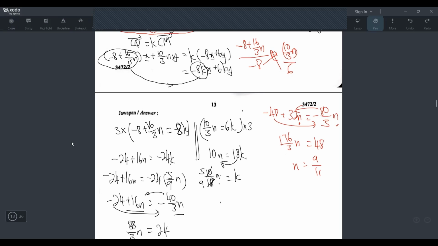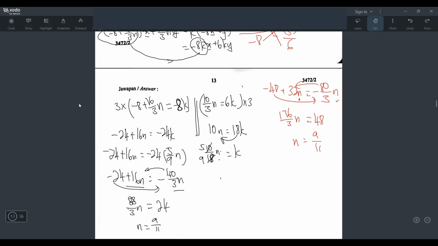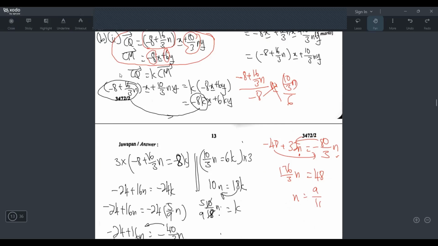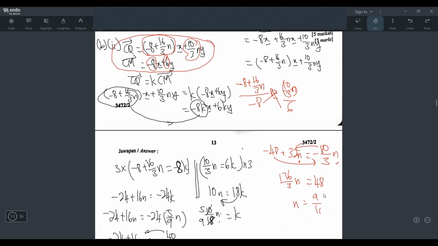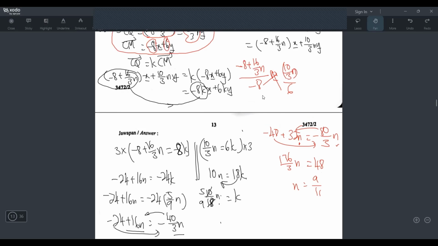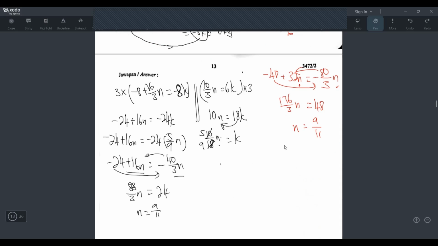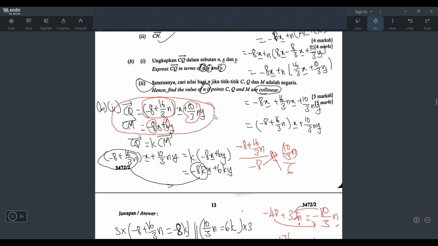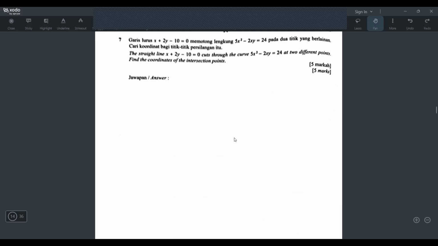Okay, you can see the answer is the same. You can choose the red color method, the black color method is also fine. But the red color method is very fast. But if you do the red color method, you cannot get the ratio. You straight away find the n value. You cannot get the ratio. But with both methods you will get the same answer. Okay, hope you understand. Let's continue.